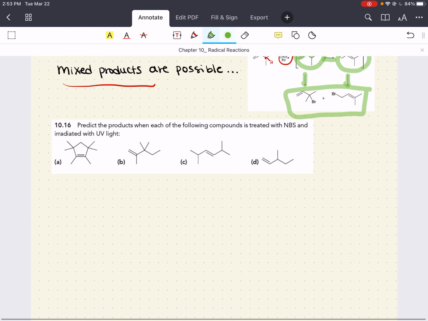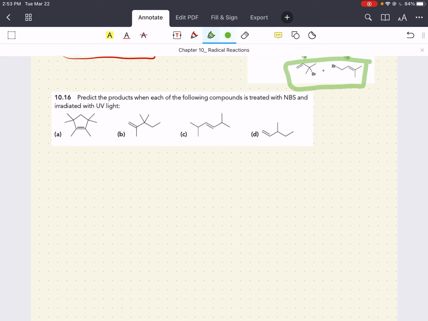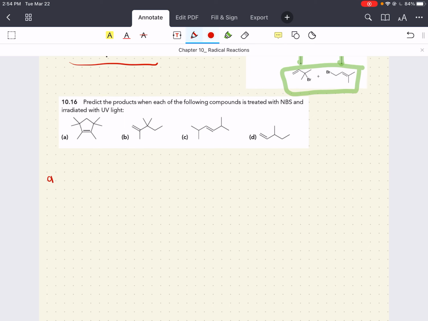All right, now this is best understood by doing a few practice problems. So that's exactly what we're going to do. We're going to do a few practice problems where we're going to predict the products when each of the following compounds is treated with NBS and light. All right, fantastic. Looking at this first molecule, A.